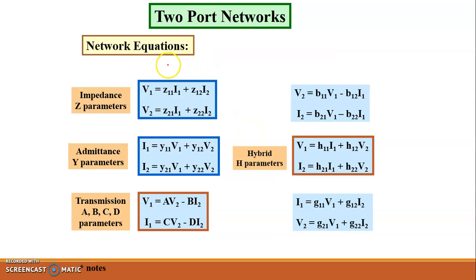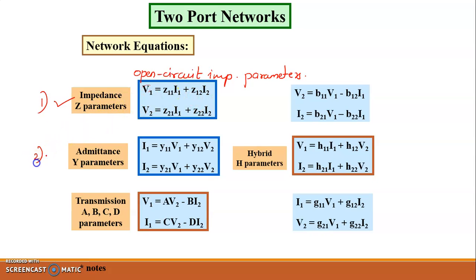Now, network parameters are certain parameters that are going to characterize the properties of the network. Several parameters are there. 4 parameters are included in your syllabus. The first one is impedance parameters, or Z parameters, otherwise known as open circuit impedance parameters. Through these parameters we are representing V1 and V2, that means the voltages, in terms of I1 and I2, that means the currents. That means two voltages are represented in terms of currents.